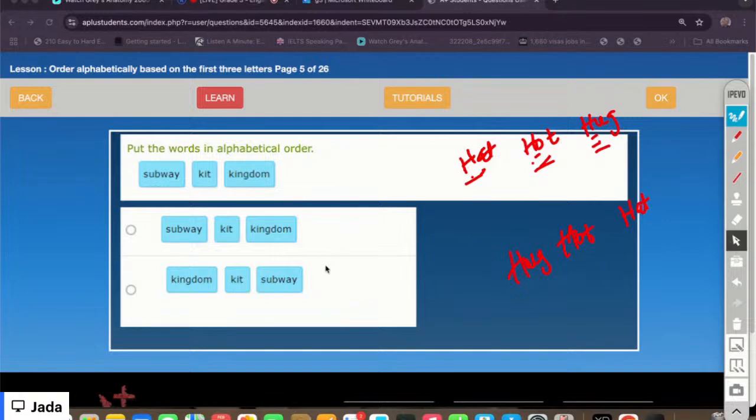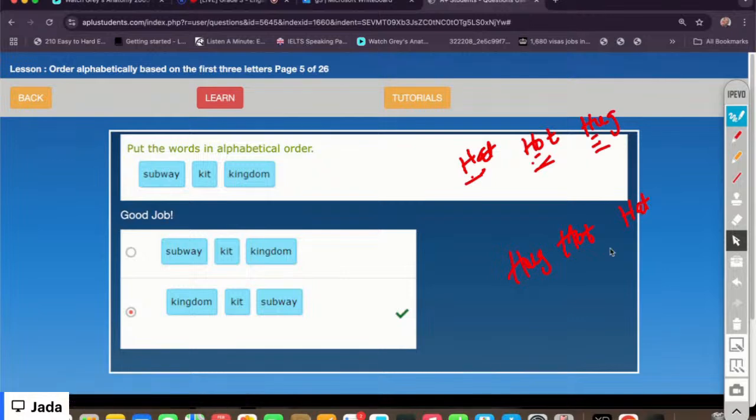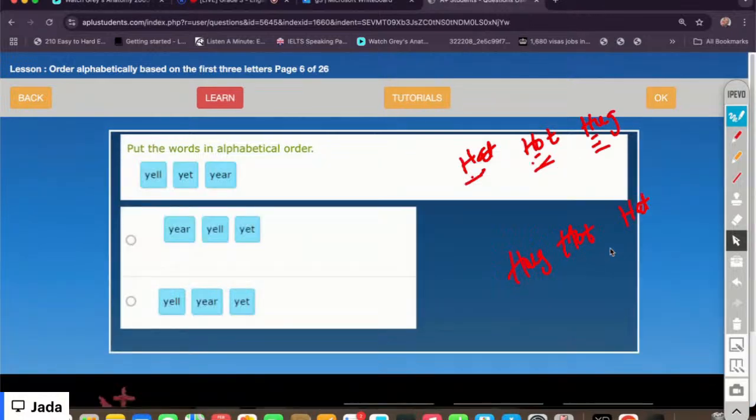So what's the correct one here? Do you understand that now? So what's the correct one over here in this particular test? Are you sure it's Subway first? Because K comes before S. K comes before S. So what do you think? So it has to be the K first. All right?